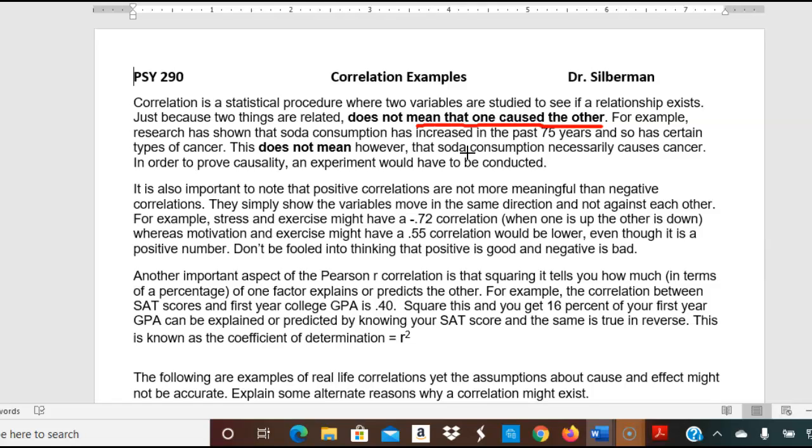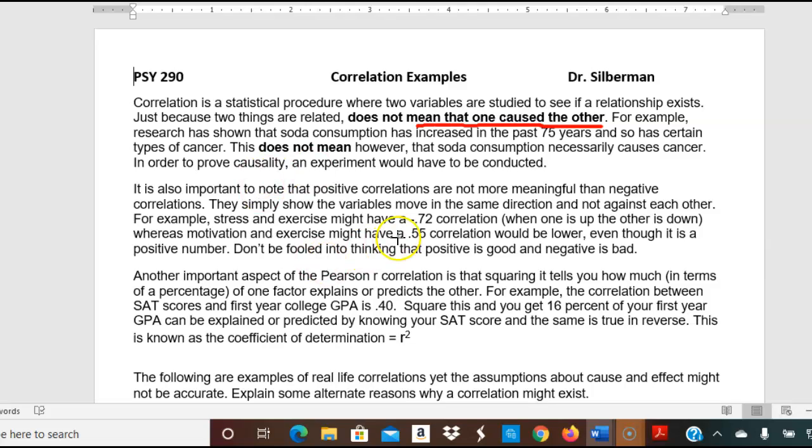So has cancer. Oh my goodness, did the soda cause the cancer? Not necessarily. We don't know that for sure. Correlations are not cause and effect. All they show is that two number scores are related to each other.